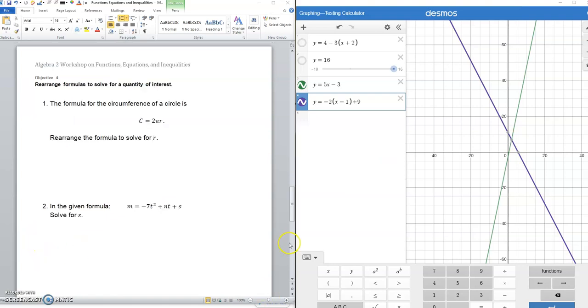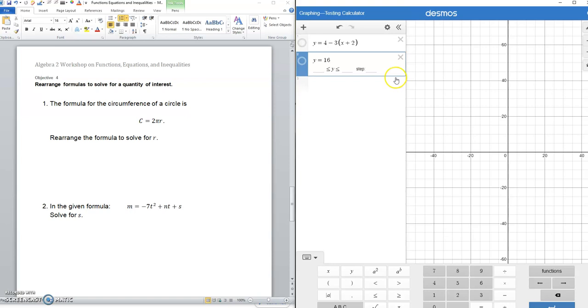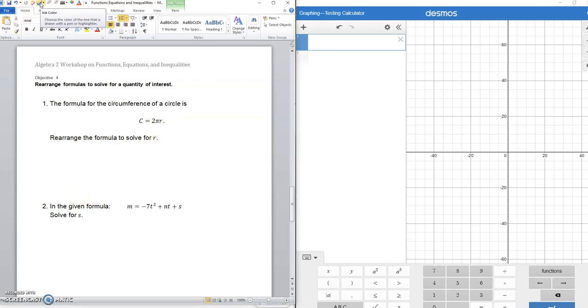All right, so moving forward, we're now on objective 4, and the objective 4 says, rearrange formulas to solve for a quantity of interest. In this case, the example number 1, the formula for the circumference of a circle is circumference equals 2 pi r. Rearrange the formula in order to solve for r. Let's go ahead and begin.